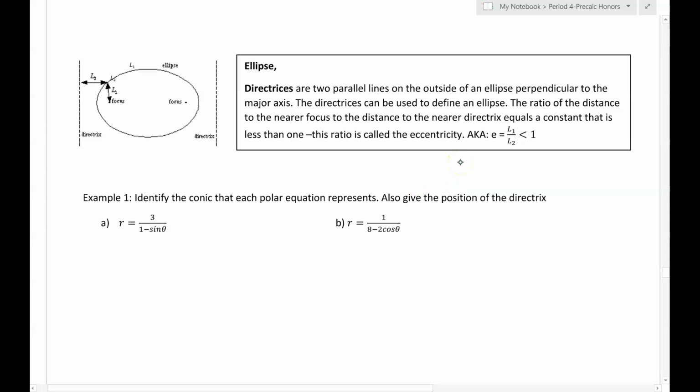So if we pick the right focus, because you want to pick the closer of the two, and let's say this is our point, this is closer. So from the focus to here, that should be the same distance as from here to here. Okay, I'm sorry, not the same, less than. So let's say this is L1, this is L2. If we divide L1 over L2, and it's less than 1, then it's going to give us an ellipse.